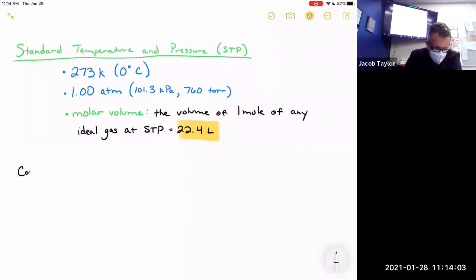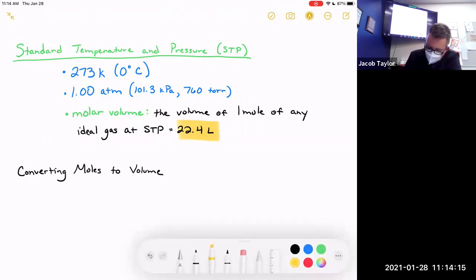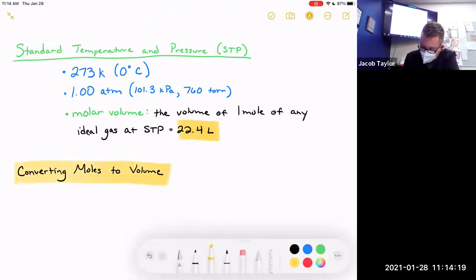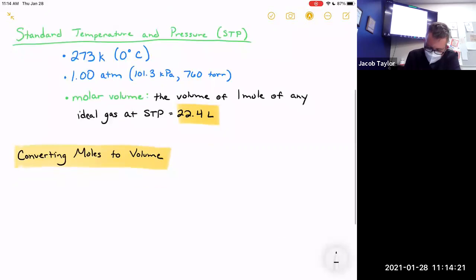So, I'm going to show you first how to convert moles to volume. The process is very, very similar to the stoichiometry that we've been doing so far. So let me give you a balanced chemical equation.